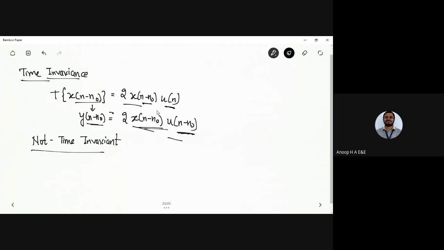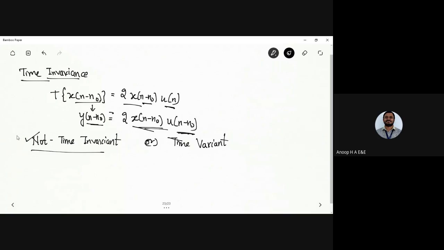So that is the reason why we are generally going to call the system not time invariant there. Remember this, it is not time invariant, or we can call it time variant.